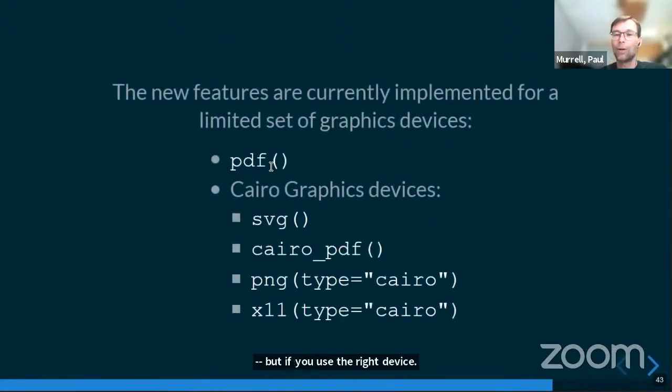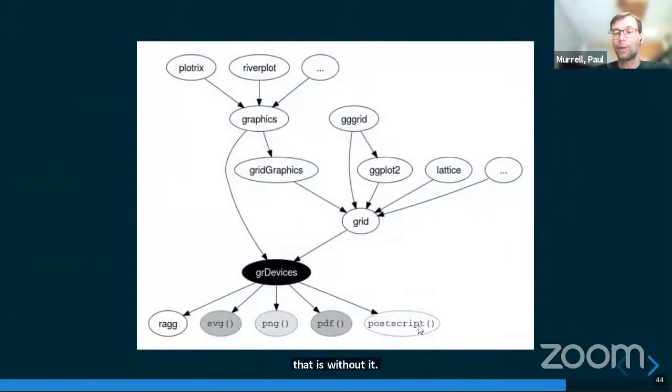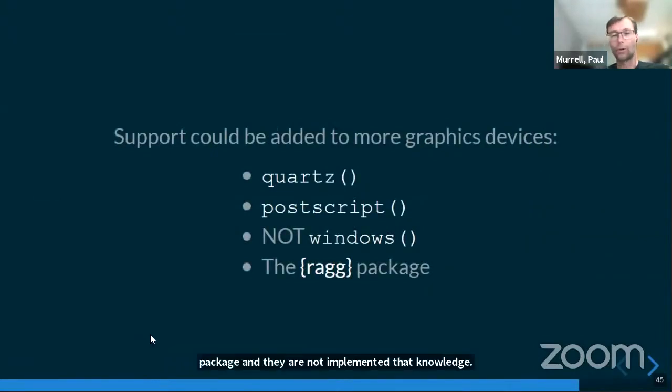So they should work no matter where you are if you're producing a PDF file. Ditto an SVG file with the SVG device. And then there's a bunch of variations on some of the devices you might use. So you can get this on screen if you're on Linux, but that's about it. There are other file-based devices that just don't have it yet. There are people who have written their own graphics devices like the ragg package, and they're not implemented there to my knowledge. So that's an area where some work could be done. Some of that is up to other people. They can make their graphics device packages do this stuff if they want to.